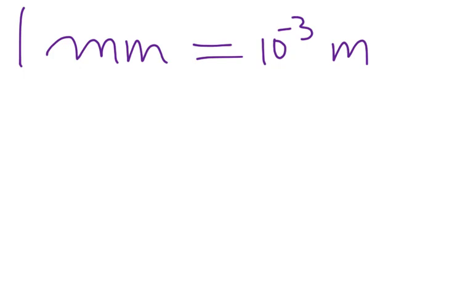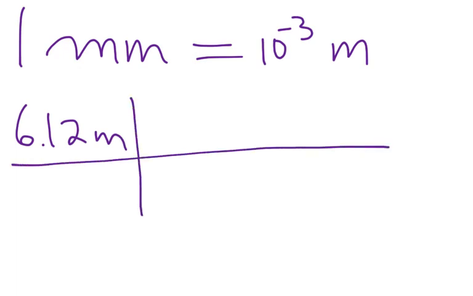And now I want to set up my dimensional analysis. So 6.12 meters is what's given. And here's my dimensional analysis. Like I told you before, the unit that's there has to end up on the bottom. So the unit that's going to be on the bottom of the first conversion factor is meter. And we're changing meters into millimeters.